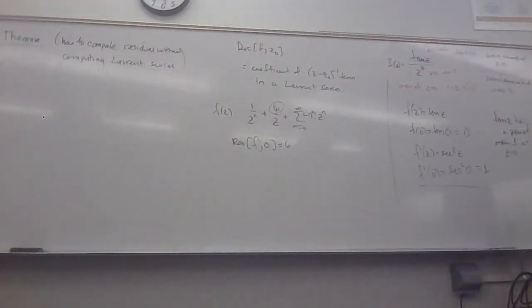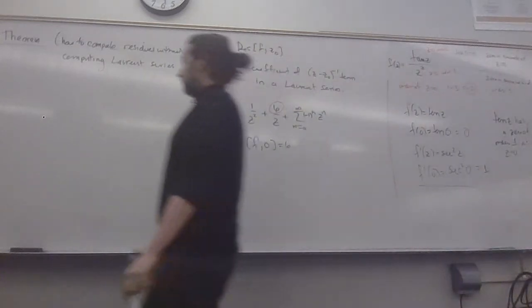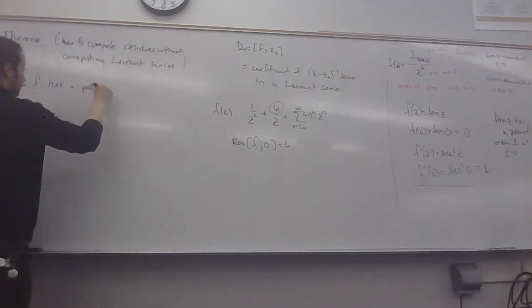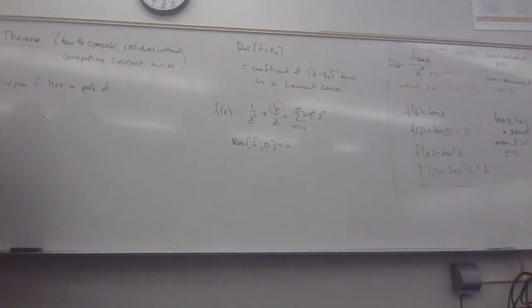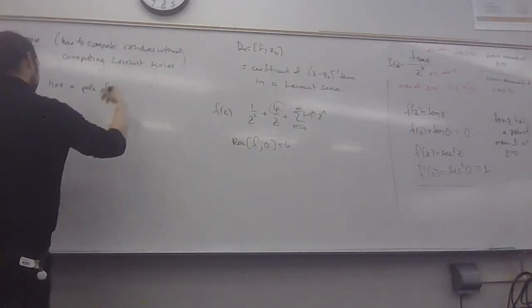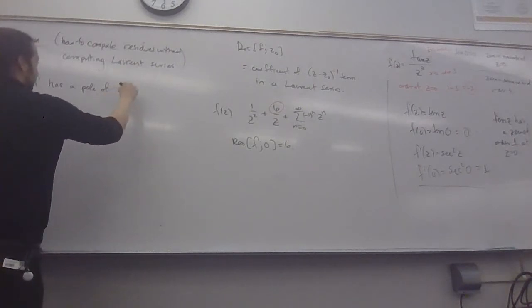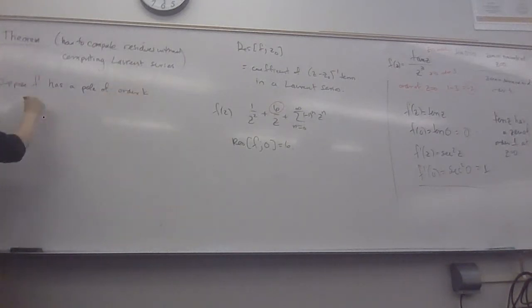Okay, so the other way that you can compute a residue is like this. Suppose f has a pole. This does not work for essential singularities. It works for poles. It's a good thing that most engineers only work with rational functions. You wouldn't want to design a system with an essential singularity in any way. Suppose f has a pole of order k at z equal to z naught.